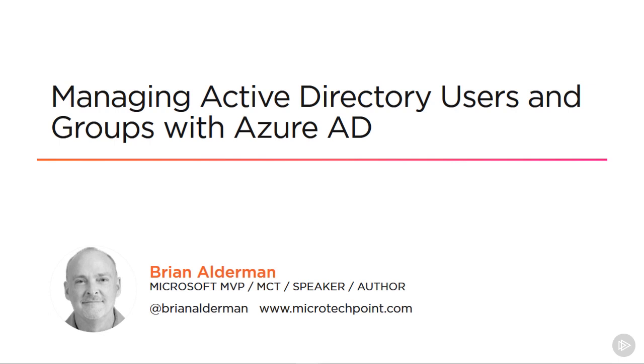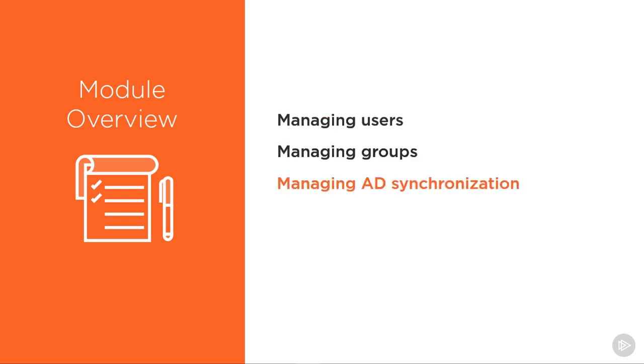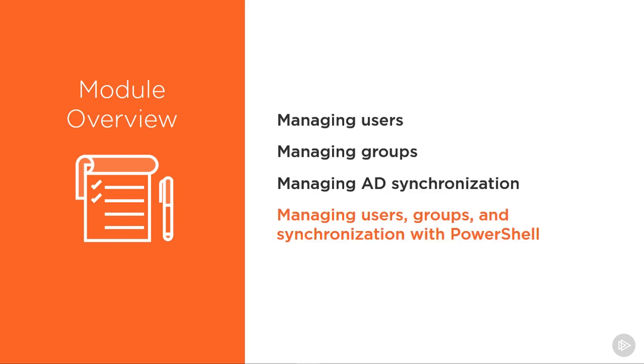So what I want to do in this module is take a look at four things. I want to look at managing users and groups from inside of the Azure AD console, and I want to look at managing the Active Directory synchronization, and I want to talk about managing users, groups, and synchronization within PowerShell. You have to know more about PowerShell. PowerShell is the way to go because it allows us to create scripts and automate tasks, and that's what we want to do as much as possible.